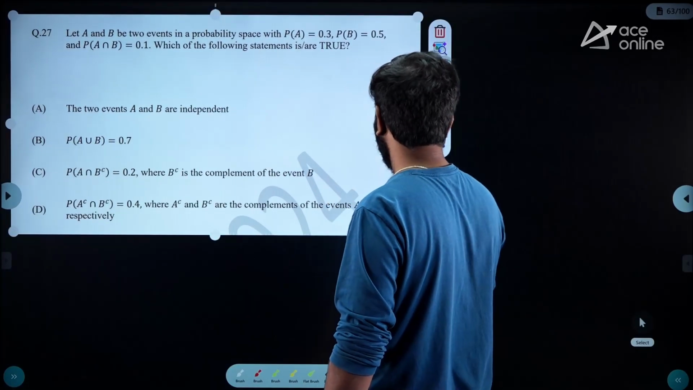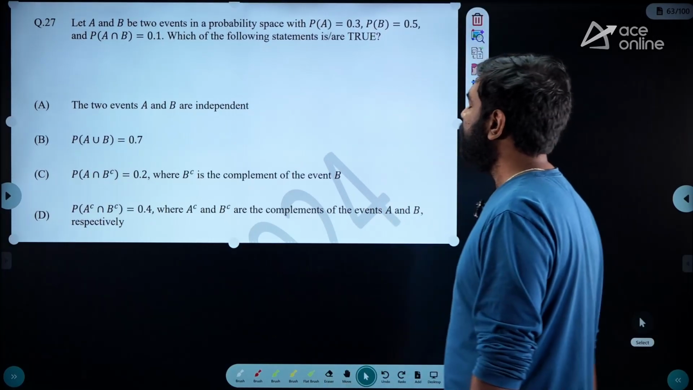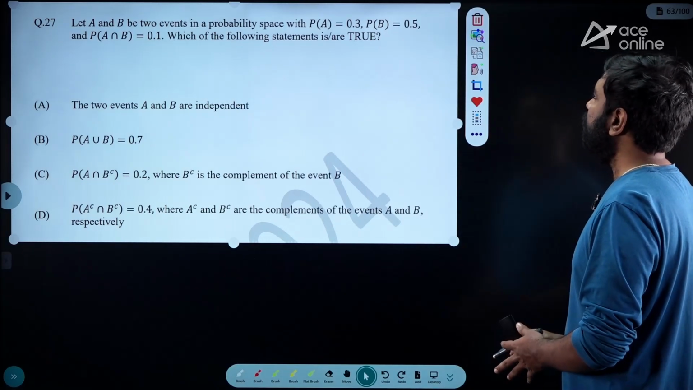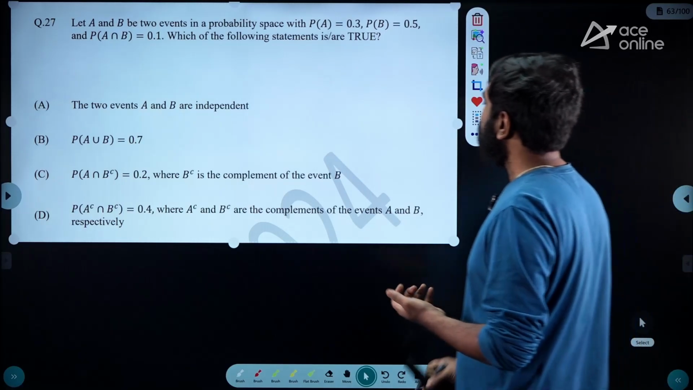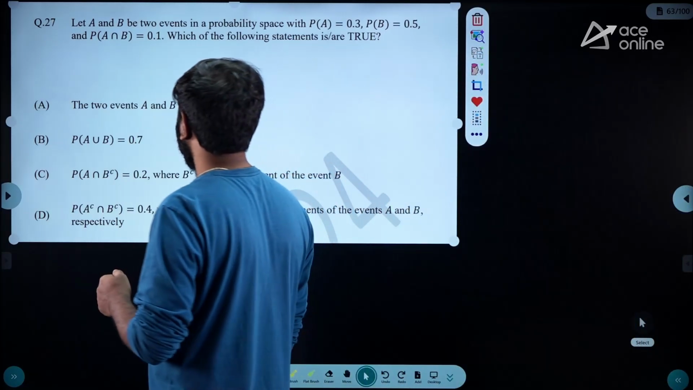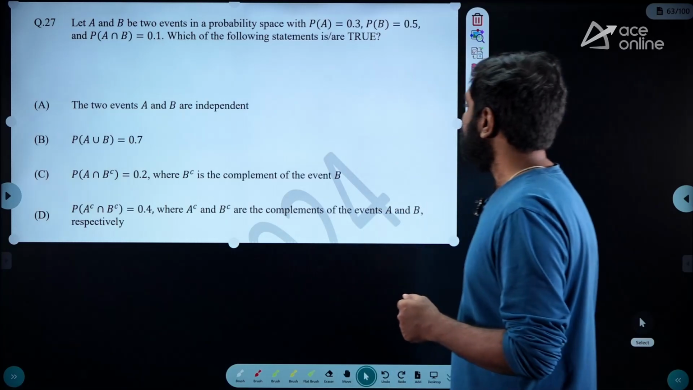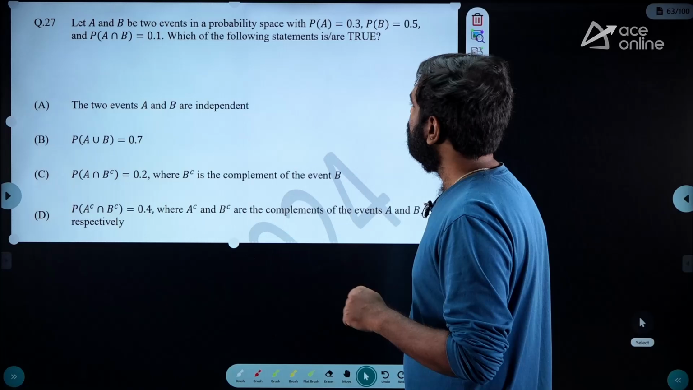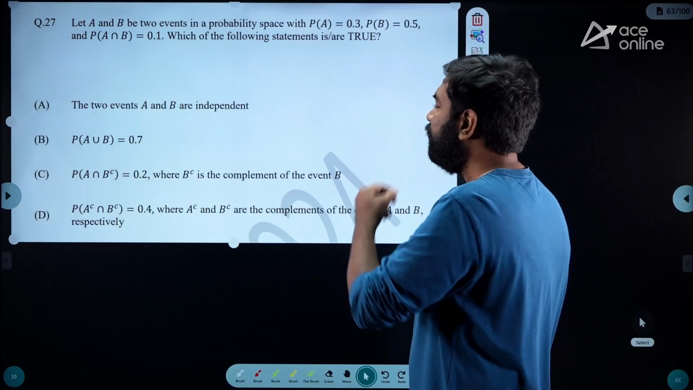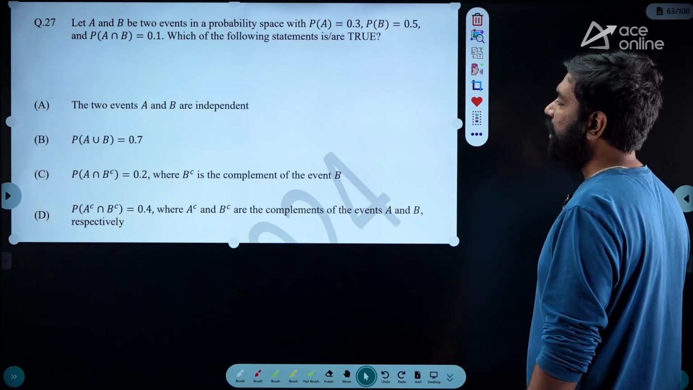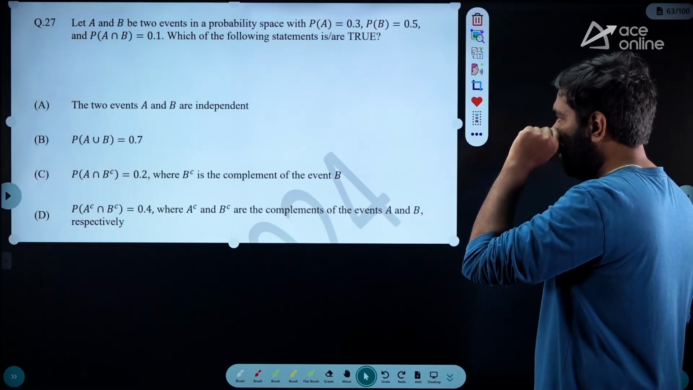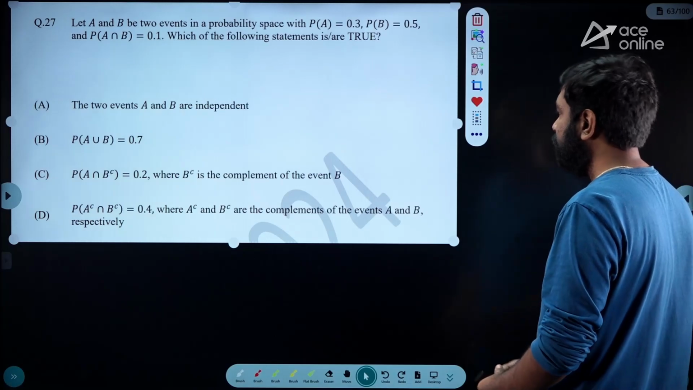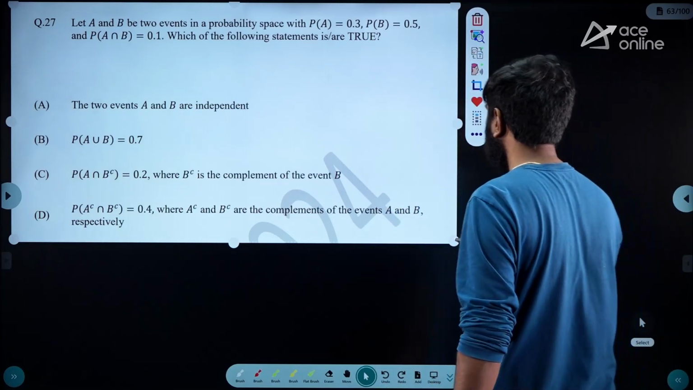Is this an MSQ? This is an MSQ. Let A and B be two events in a probability space with P of A as 0.3, P of B as 0.5, and P of A intersection B as 0.1. Which of the following statements are true? The two events A and B are independent. Probability of A union B is 0.7. Probability of A intersection B complement is 0.2. The probability of A complement intersection B complement is 0.4. You have to identify which of them is correct. Can you people identify it?